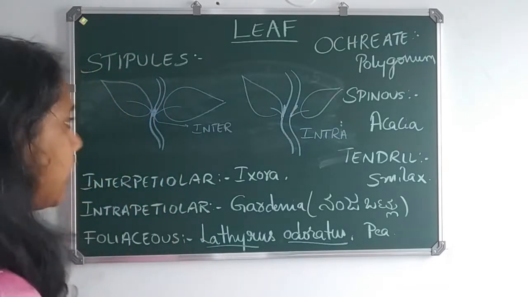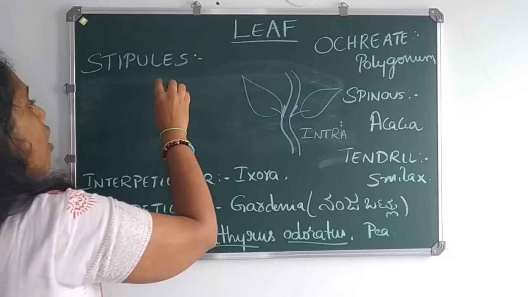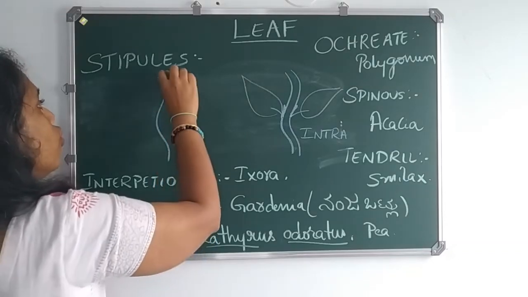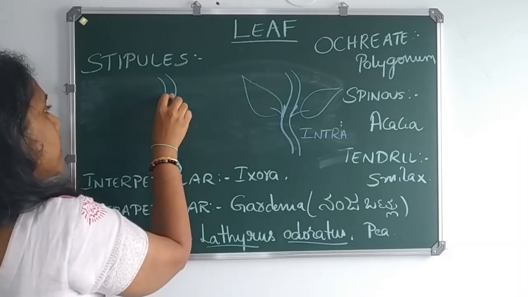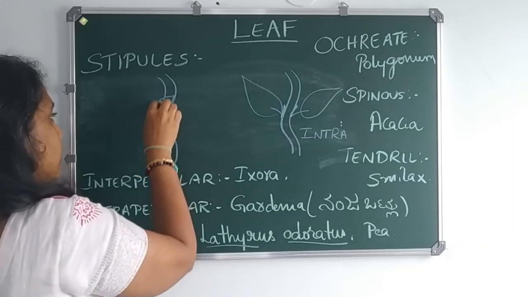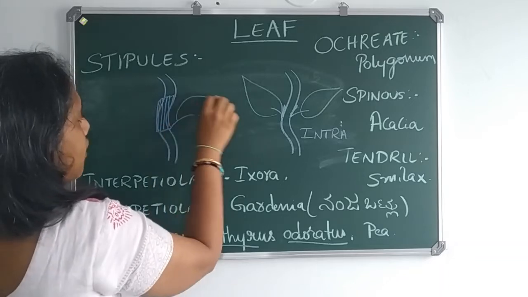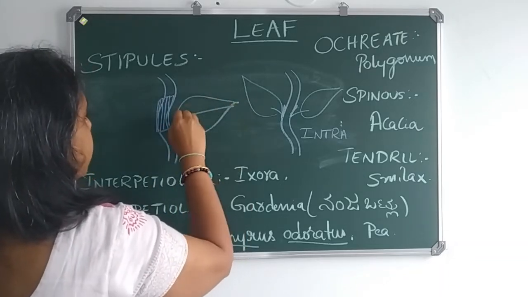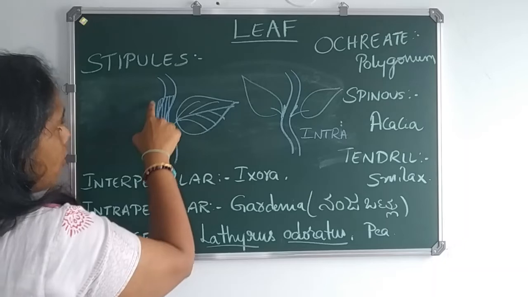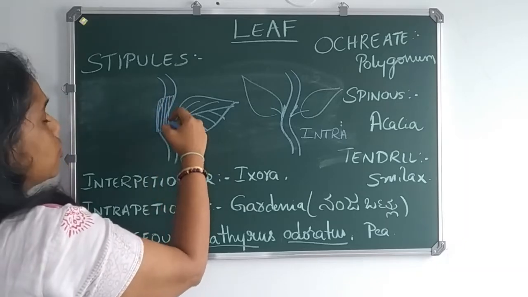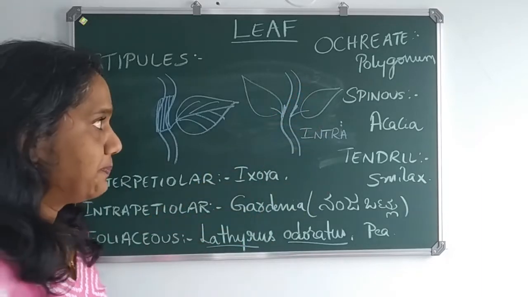Next we have the ocreate. Now I need to draw and show you how an ocreate actually looks. Ocreate is a kind of hollow tube which is formed from the nodal region to a certain height of the stem, like this. This hollow tube arising from the node and reaching in between the internodes, we call it ocreate. An example for such a stipule is Polygonum.